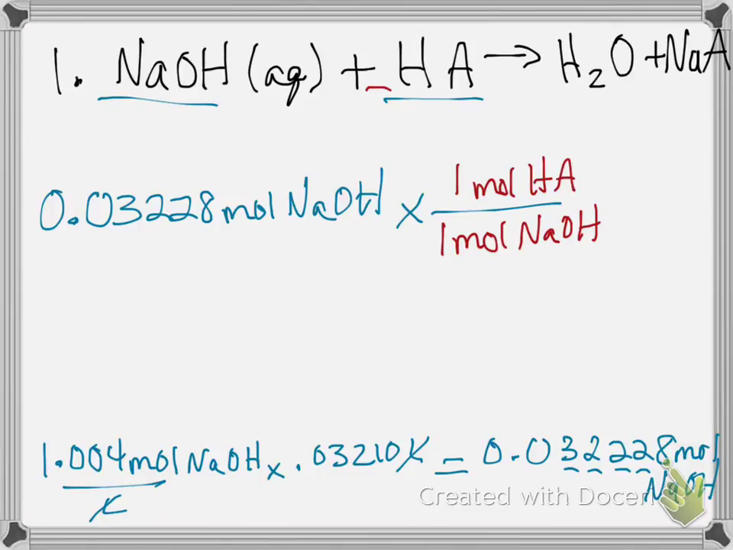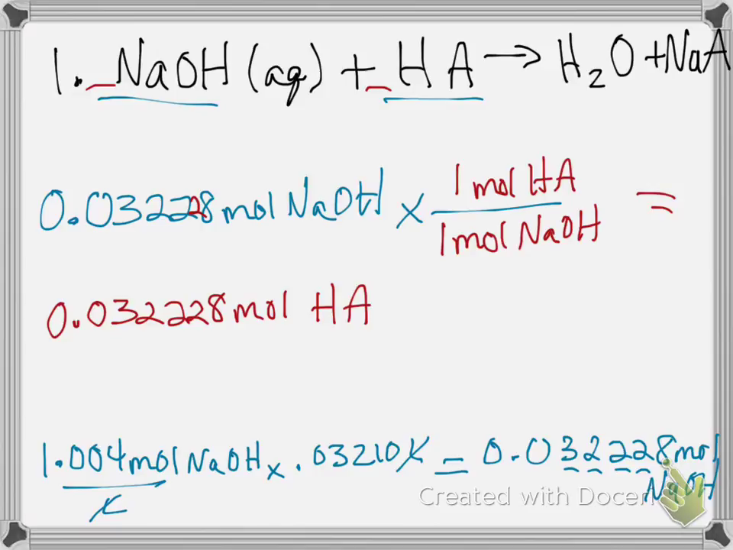Sometimes it might be different. Sometimes it might be 1 and 2 or 2 and 1 or something crazy like that. But I want to show this step, because if I don't, then I'm not explaining my work. And I dropped a 2 off here. So now I know how many moles of acid I have.